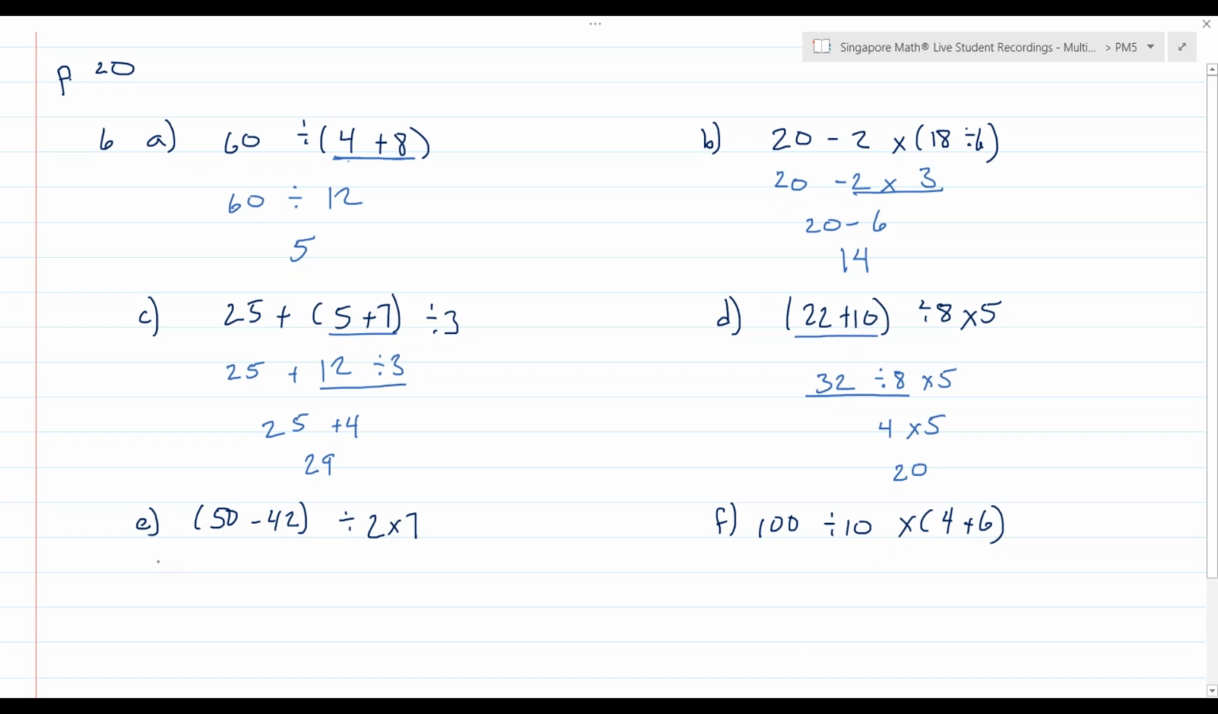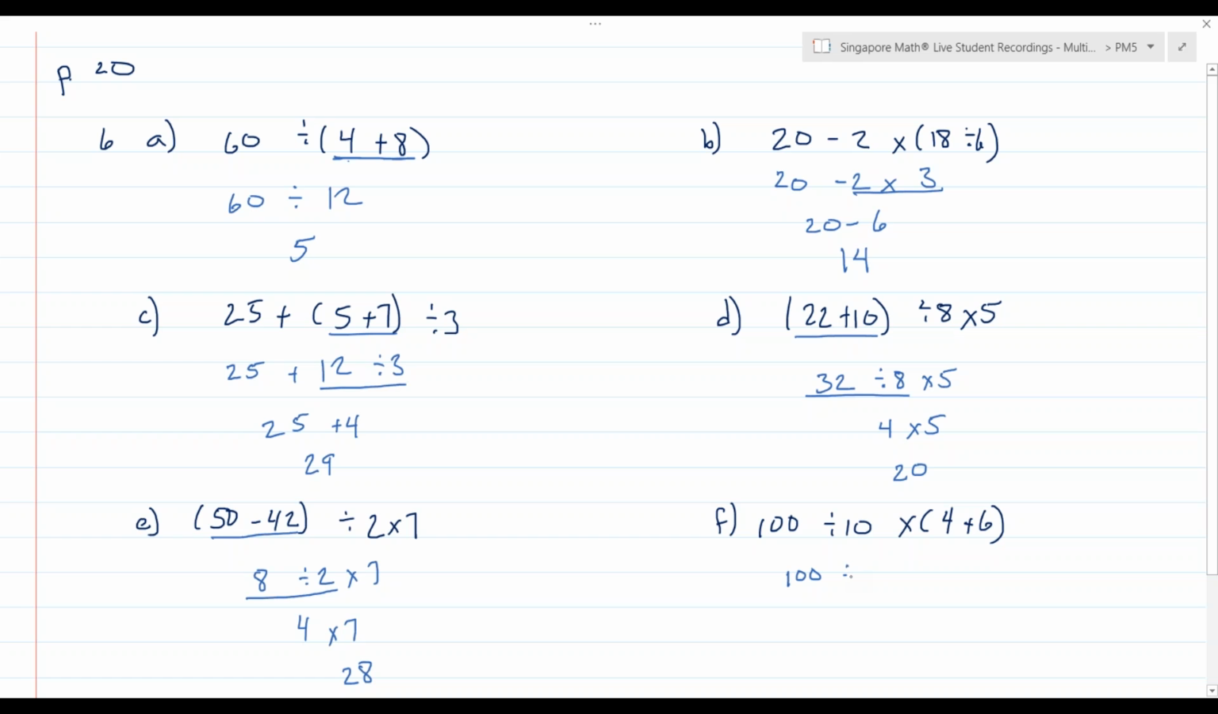Letter E, inside the parentheses, I have 50 minus 42, that's 8. 8 divided by 2 times 7 is going to be 4 times 7, which is 28. This is too much to do in your head. You really need to write things down as you go.